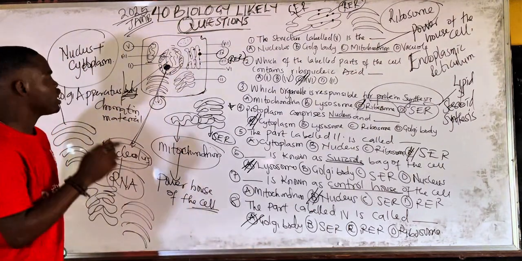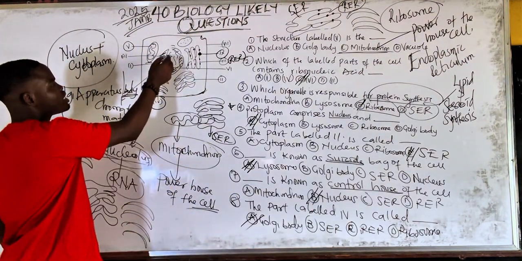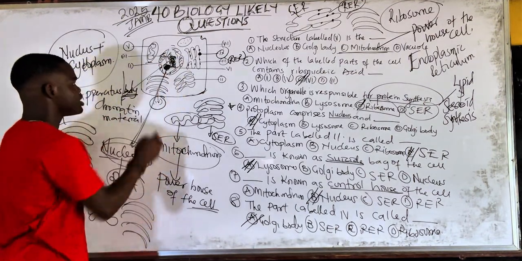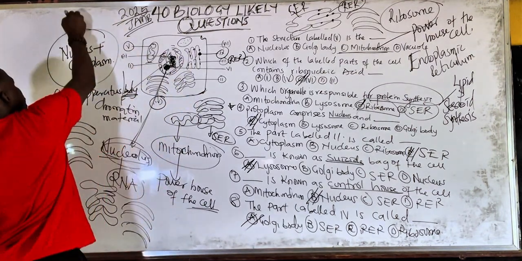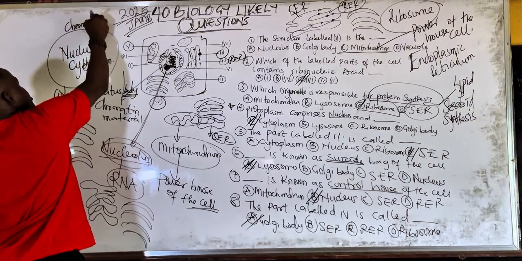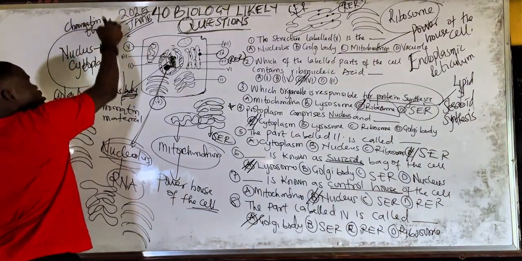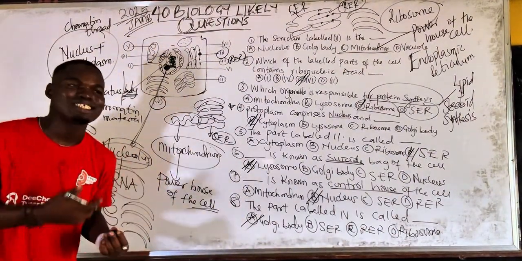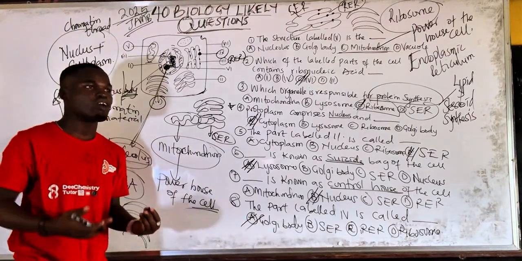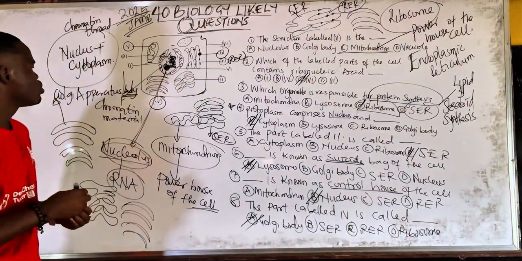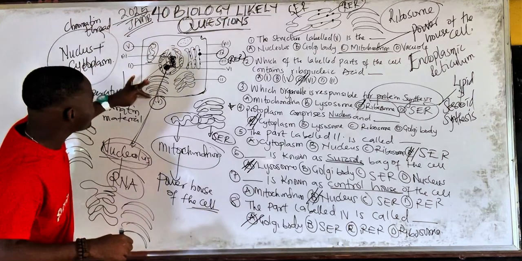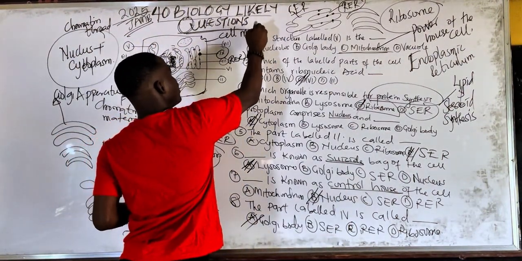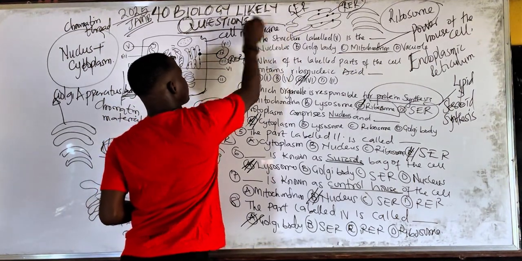Okay. Now that is that. Then this thing that you see here is the chromatin thread, or what we call the chromatin material. And of course, in case they label this part, it is the cell membrane.